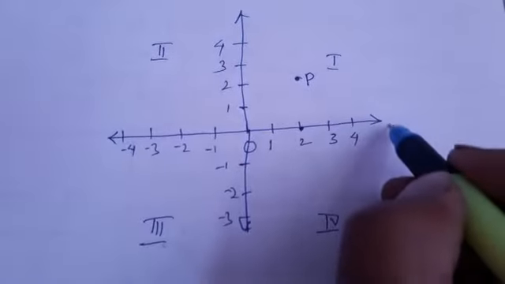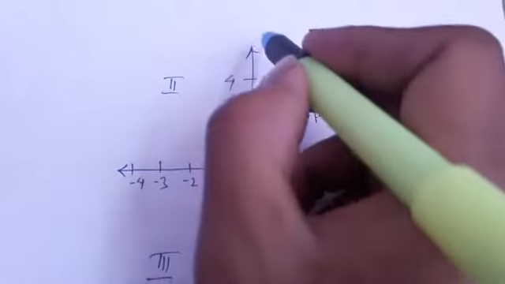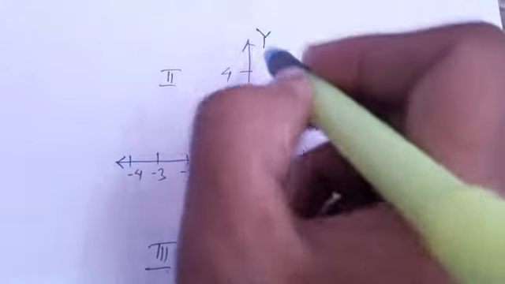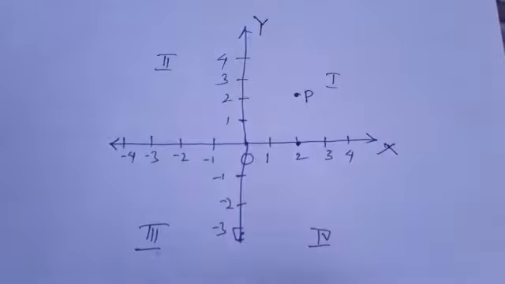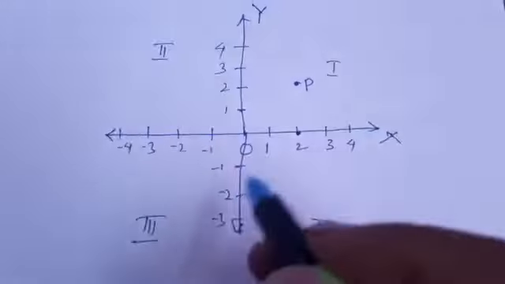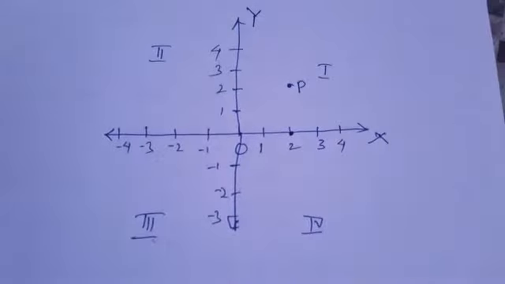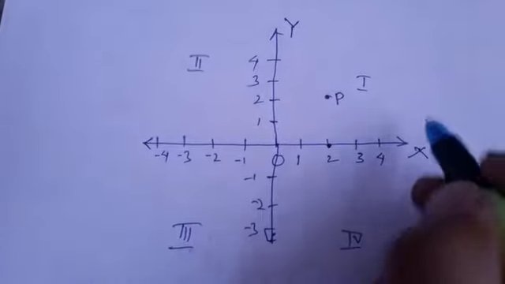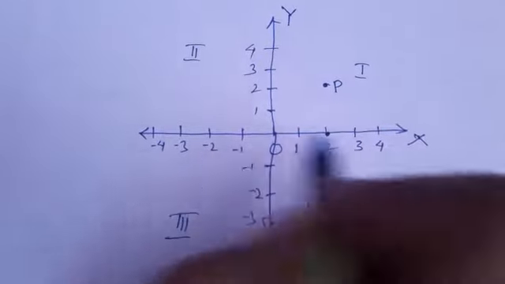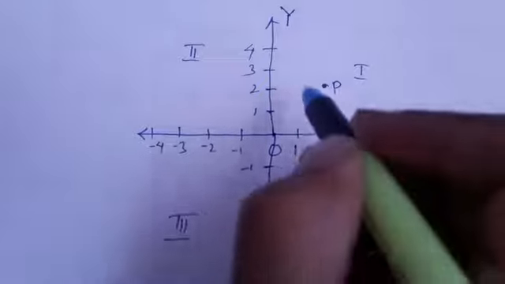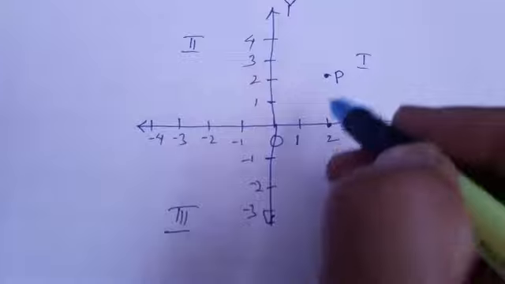And this line is called the x-axis, which is horizontal, and this line is called the y-axis, which is vertical. The point where these two axes meet each other is called the origin. Now it helps to find the position of the point P, which is not on the number line. With the help of the x-axis and y-axis we can locate the position.